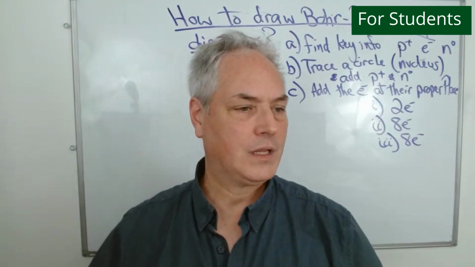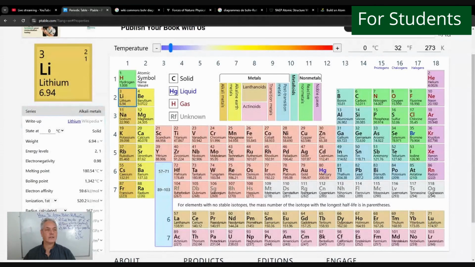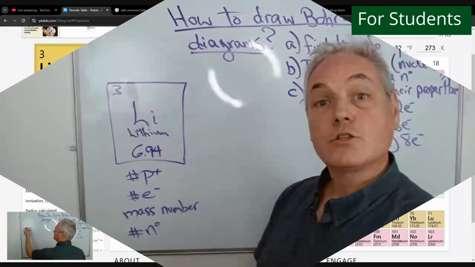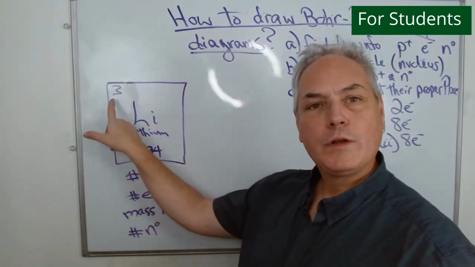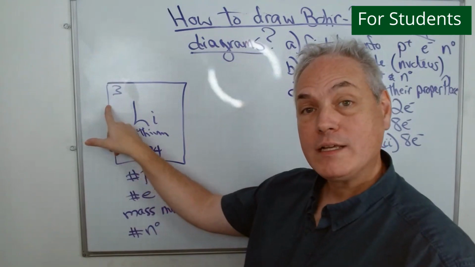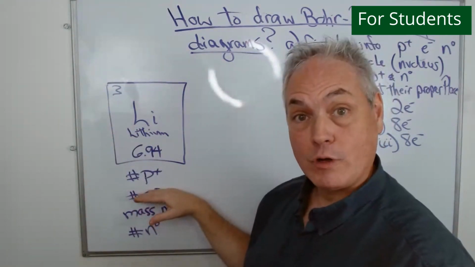I think that's beautiful. So if you are looking at the lithium element, I'm going to write on the board the information that is located right here. So we have here an atomic number of 3, and we have an atomic mass of 6.94. So if you look at the information from the periodic table, we know that we have an atomic number of 3. That means that I have 3 protons.